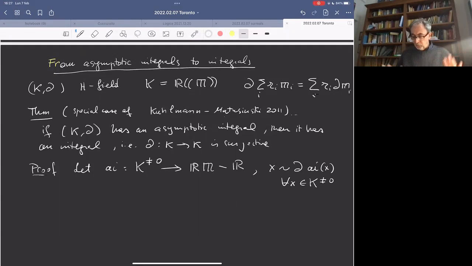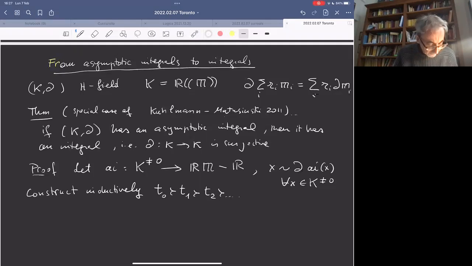So you can do asymptotic integrals. Now you construct inductively. You want to iterate the asymptotic integrals. T0, T1, T2, and so on, non-constant terms.